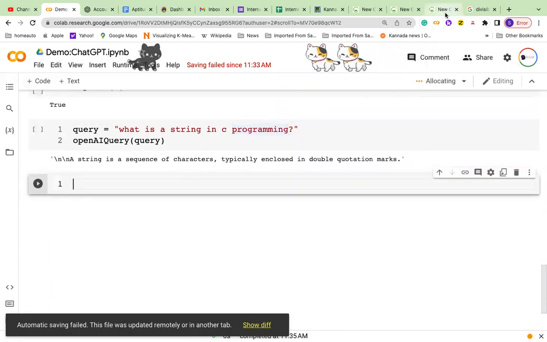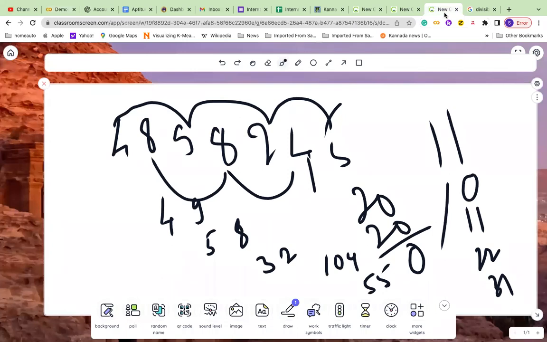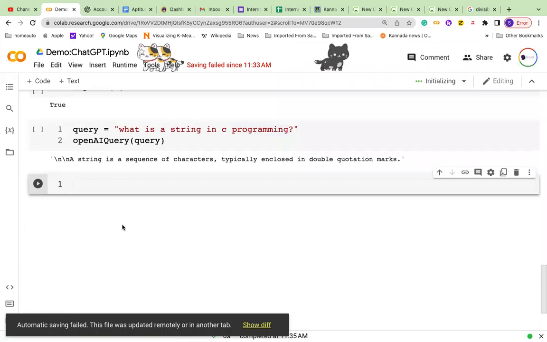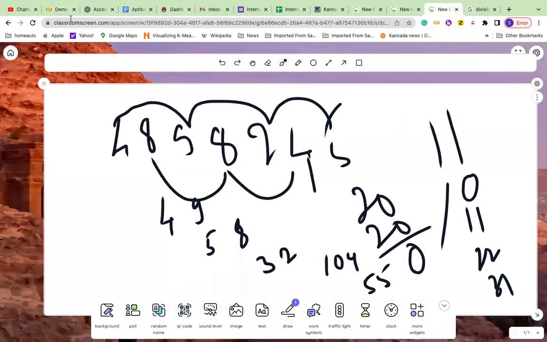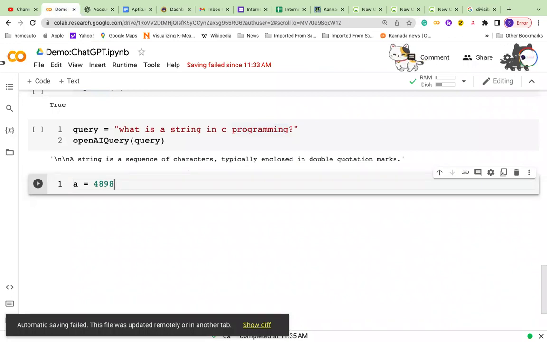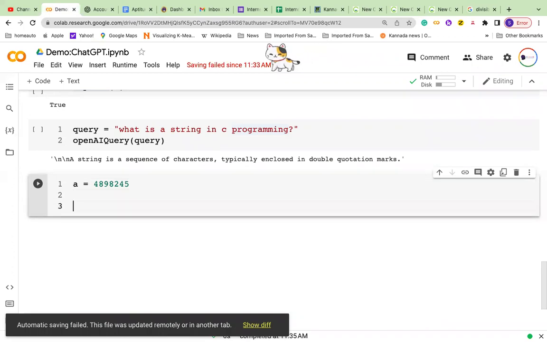What is the number? 484898245 is equal to 48, 98, 245. 245, correct? So now I will be checking modulus 11.